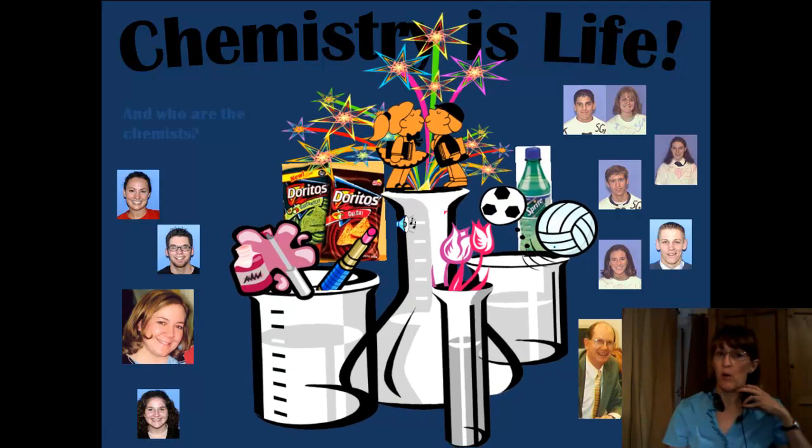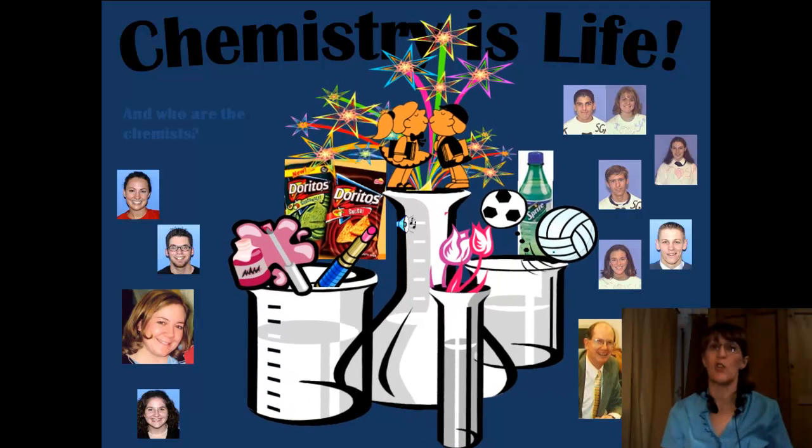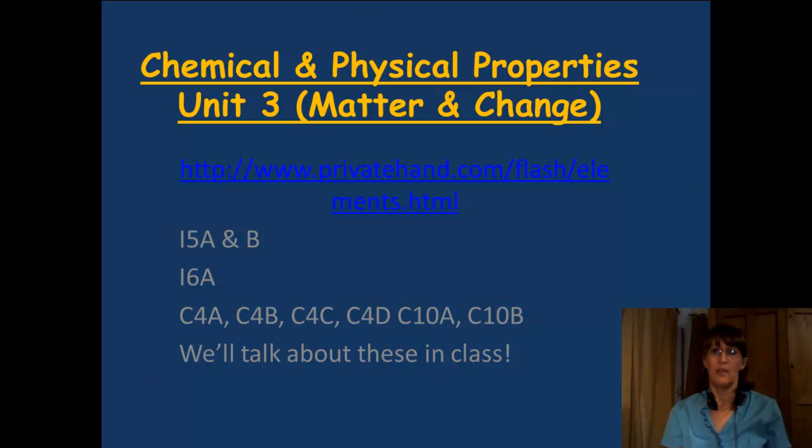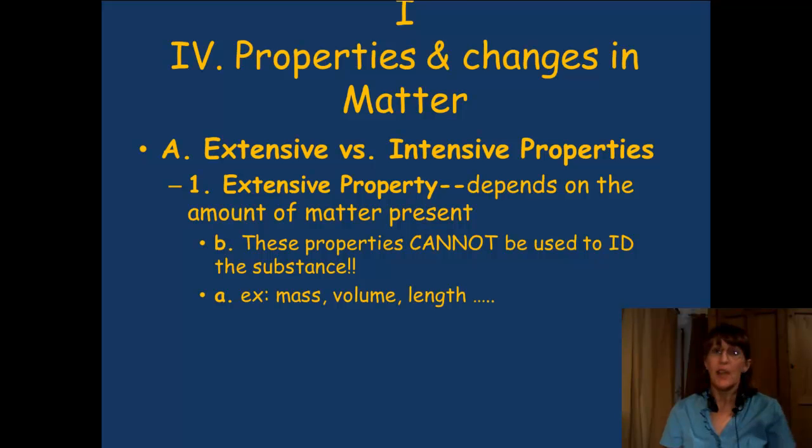Okay, chemistry students at Borger High School, now we have the 5th installment of the chemistry of physical properties and chemical properties. So we have Unit 3, Matter and Change. So we're on Roman numeral number 4 in your notes. Starts on page 5 in your notes, and we're talking about extensive and intensive properties. And we've already talked about this when we did your mind map. We started a mind map for you guys.